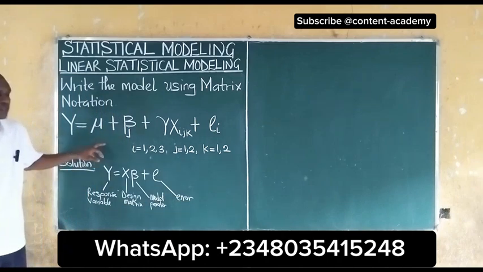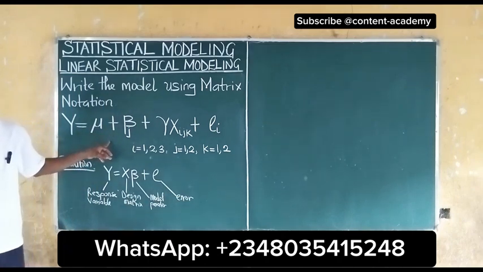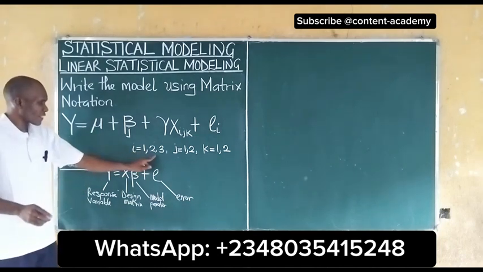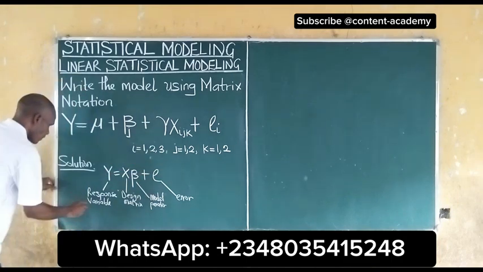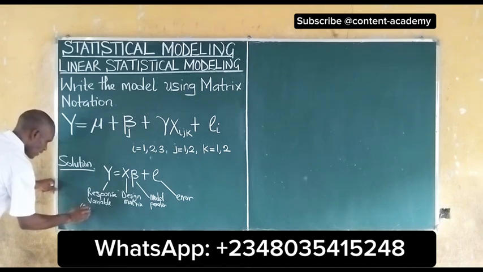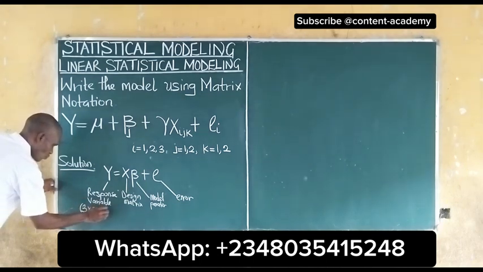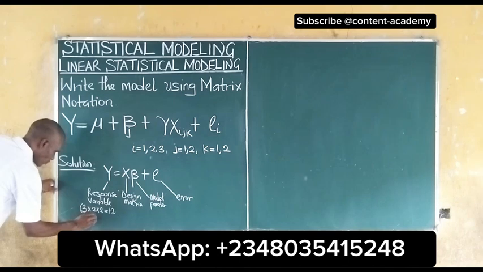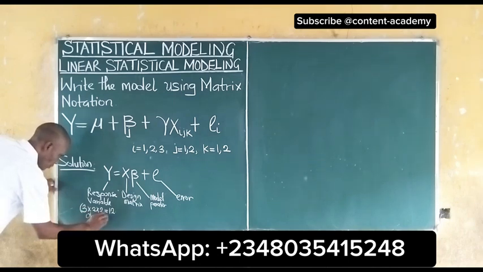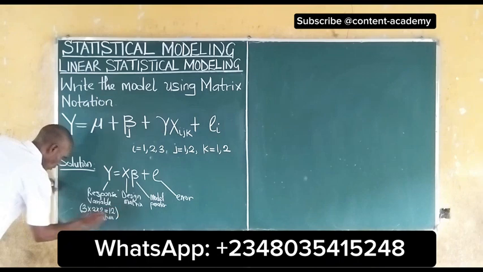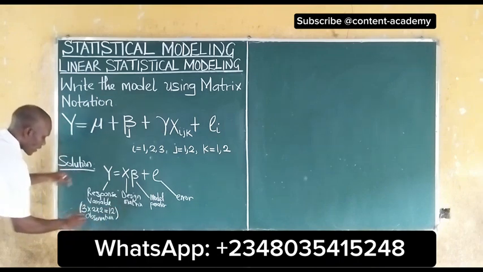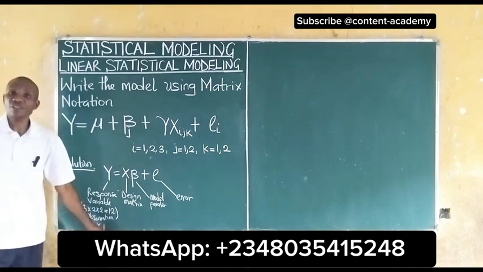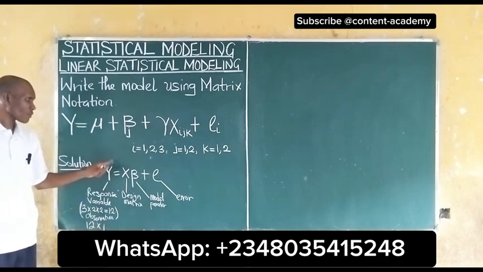Now, if we work out from this type of model, we see that we have how many observations here? We have 3, 2, and 2. So it then means that y is 3 times 2 times 2, which is 12 observations. And from what we have here, it then means that our matrix is a 12 by 1 matrix, because we have 12 observations.